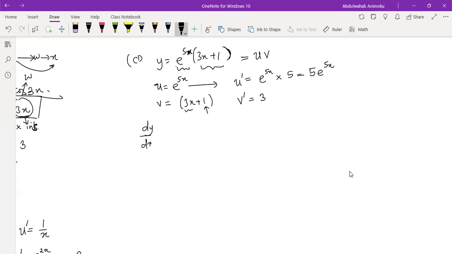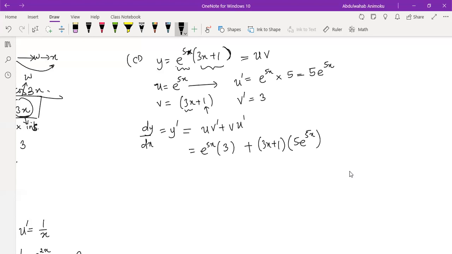Now we are ready to find dy dx. Don't forget this is just the same as y prime. Y prime looks neat. That's why I usually use y prime, u prime and v prime. Now, what is y prime? It's just u v prime plus v u prime. So u is e raised to the power 5x times v prime, which is 3, plus v, which is 3x plus 1, times u prime, which is just 5 e raised to the power 5x.